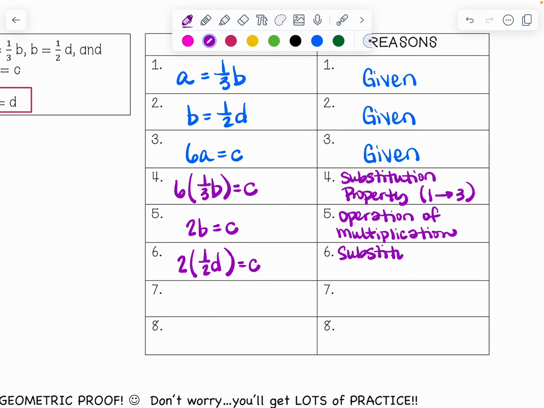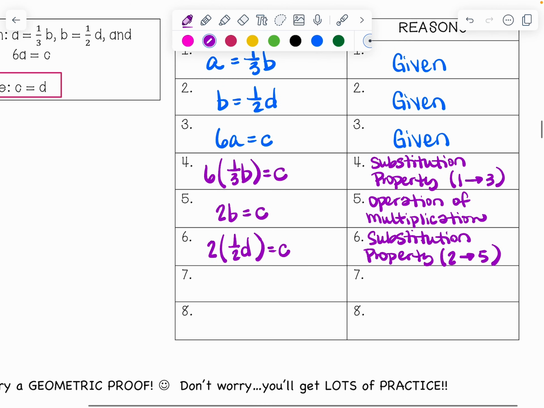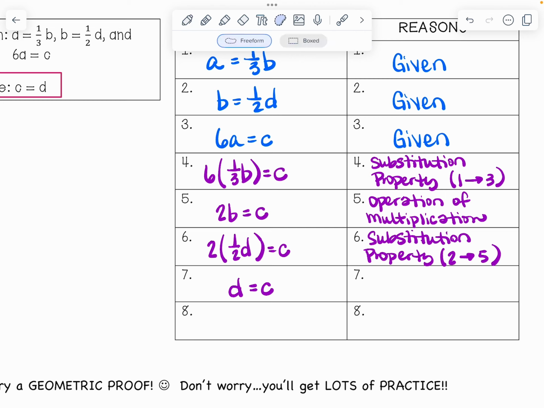And so, of course, once again, that is the substitution property. Make sure you write out substitution. Do not abbreviate it "sub" because we can't tell the difference between subtraction and substitution there. Let's see. What did we replace? We put step 2 into step 5, right? That's our replacement. And then I can, of course, multiply the 2 times the 1/2, which is going to give us just 1. So that's going to end up giving us D equals C.